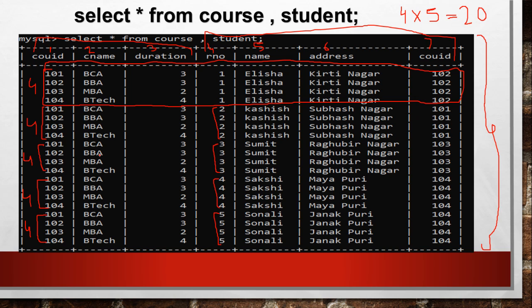Before performing the join operation, the system will first do the Cartesian product operation internally, and then the join operation is performed on that. So you will get a clear idea about the Cartesian product when we perform the join operations. Now let's move to the next relational operation, that is the union operation.